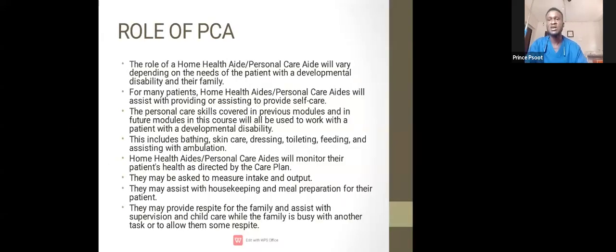So, as personal care aides, what are your roles? What is our role as home health aides or personal care aides? Now, our role will vary depending on the needs of the patient with developmental disability and their family. They all have different needs. For many patients, home health aides or personal care aides will assist with providing self-care, like bathing, brushing, wearing clothes, hygiene. All those are self-care, like body care.